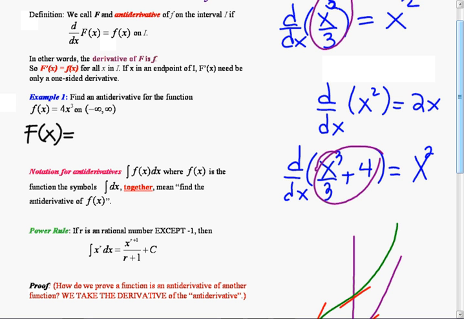So now, what do you take the derivative of to get 4x cubed? Just do a guess and check. X to the 4th. Does that work? How do I know? What's the derivative of x to the 4th? 4x to the 3rd. What should be added here? Plus c, because if there's a constant here, what's the derivative of a constant?